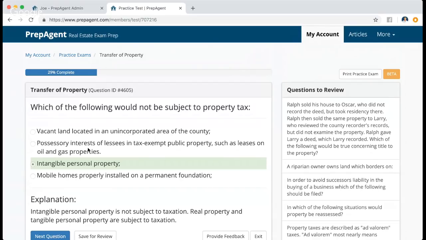Possessory interest of a lessee in tax-exempt public properties, such as a lessee on oil and gas, is real property, so that would be subject to property tax, whereas intangible personal property is nothing tangible, so it's not subject to the same tax codes.